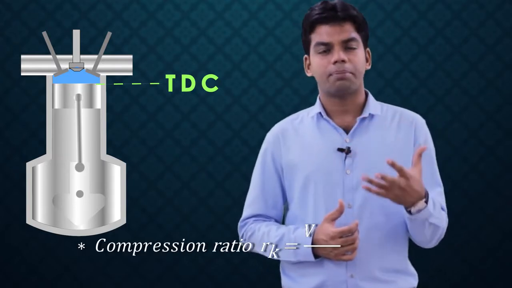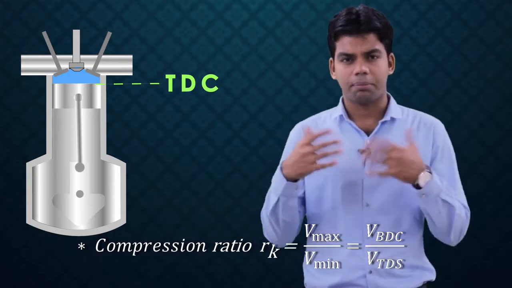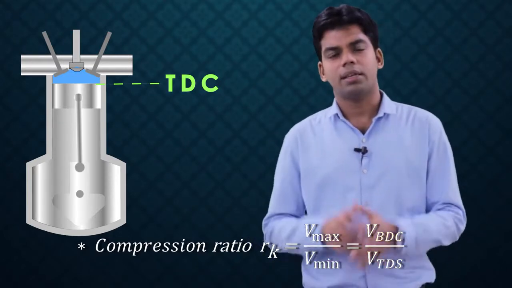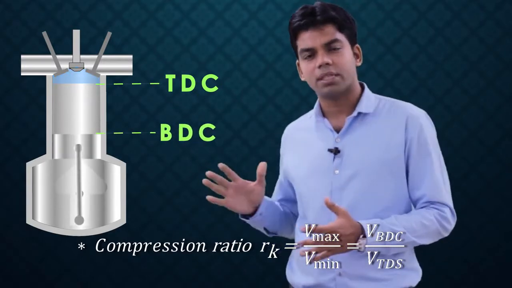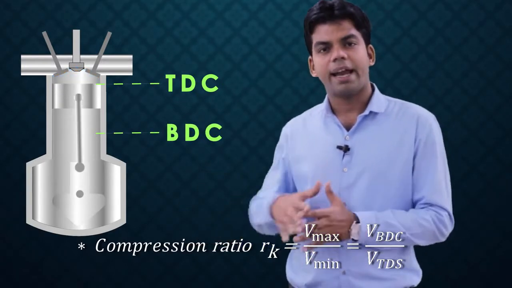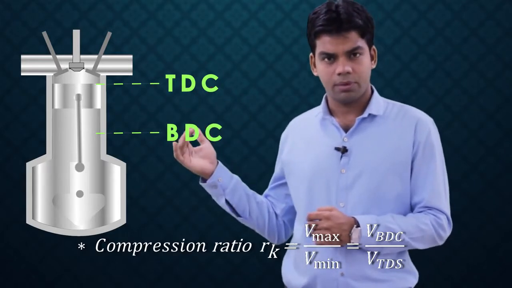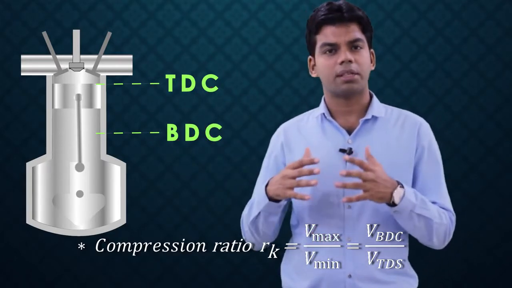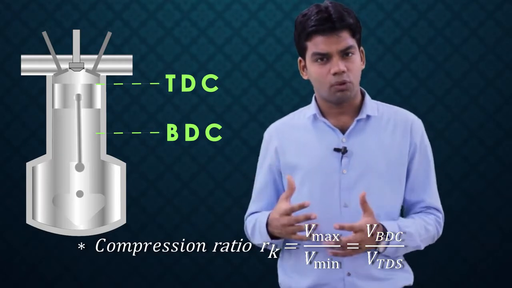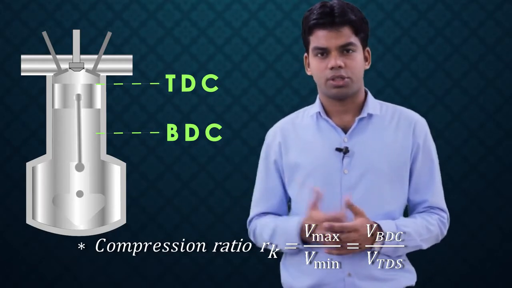Now there is a term called compression ratio. What is a compression ratio? In the compression stroke, as we will be studying, at the beginning of the compression stroke the piston is at bottom dead center, BDC, and at the end of the compression stroke the piston is at TDC. Compression ratio is nothing but the ratio of the volume of the cylinder before compression to the volume after compression. Before compression we have the maximum volume of the cylinder, Vmax, and after compression the cylinder has the minimum volume, V minimum, or the clearance volume. So the ratio of Vmax to V minimum is the compression ratio.